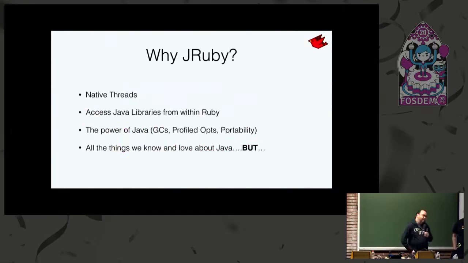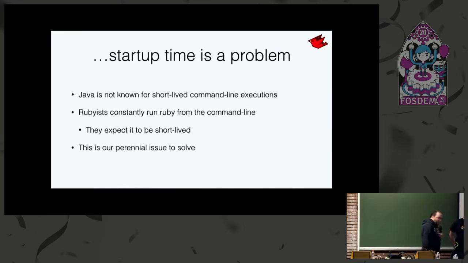But why did we make it? We made it to exploit some features that CRuby doesn't have, like the ability to execute concurrently on native threads. We can access Java libraries from a Ruby syntax, and pretty much get all the good stuff that Java has to provide. We run fast. But we have a problem. Startup time is not where we'd like it.